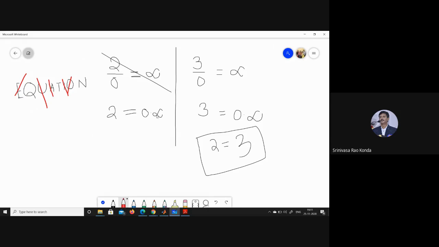2 is equal to 3. What is the value of it? We should not say anything by 0 is infinity. What is the value of anything by 0? In simple logic, anything by 0 is not defined. Anything by 0 is always not defined. It is not an infinity, because it is very simple.